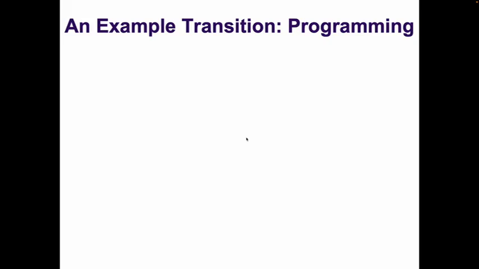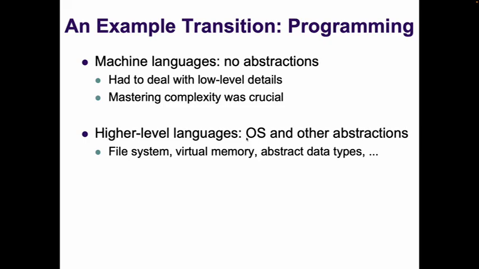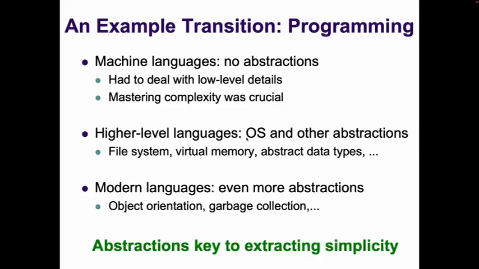This is something computer science has been doing its entire lifetime. So let's think about programming. In the beginning, you had no abstractions. You had to worry about where every byte was stored and how to extract it and what to do with it. And mastering complexity was critical. Then you went to higher level languages, like operating systems that gave you file systems and the like, and so you didn't have to worry about every little byte. You just worried about files and transacting with files, and then we had higher levels of object orientation and garbage collection and so forth that took care of a bunch of other things. And so abstractions are the key to extracting simplicity.